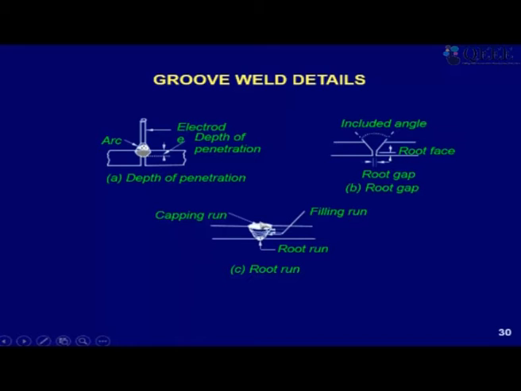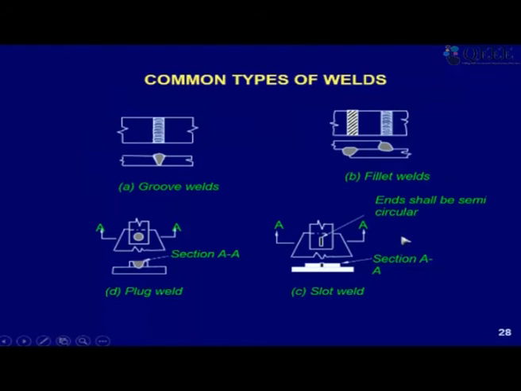So multiple runs are done, and between runs also, because the weld metal cools in the air, it produces some kind of slag formation which has to be chipped off, cleaned up, and then the next run has to be done, right? So there are many procedures for welding. All that has to be properly followed. So that gives you a groove weld.